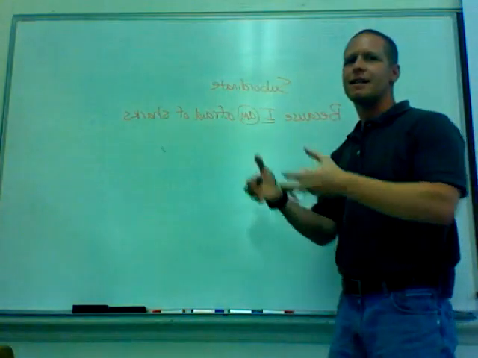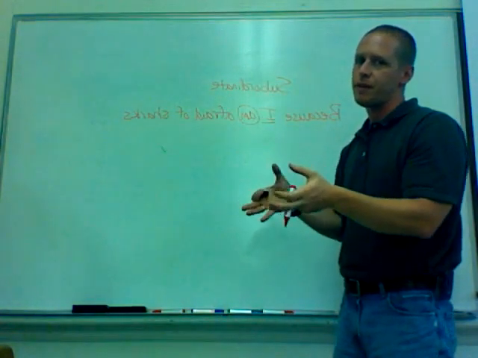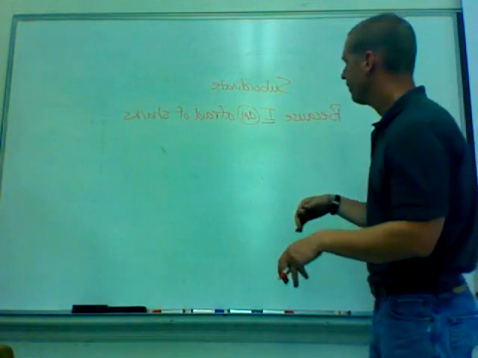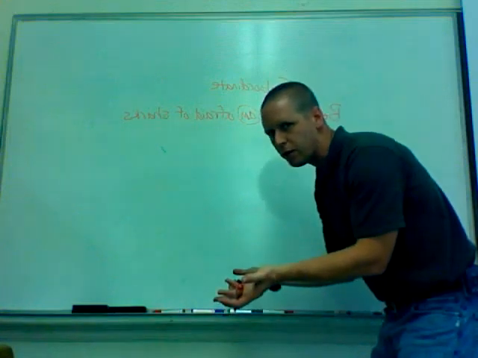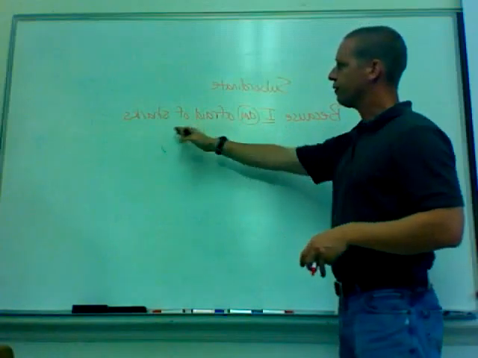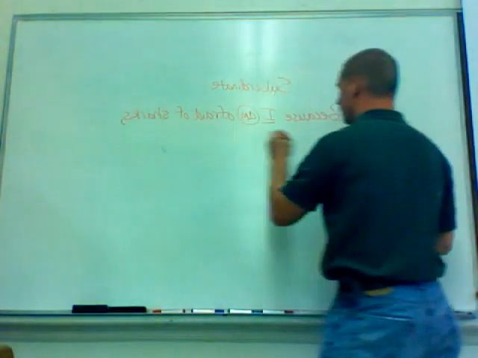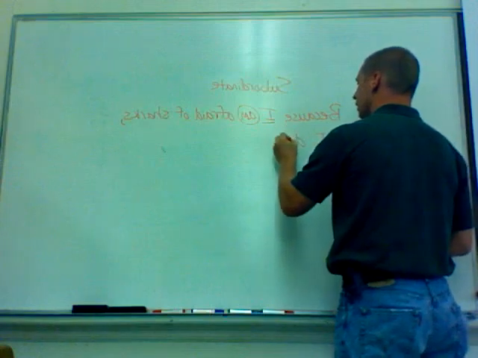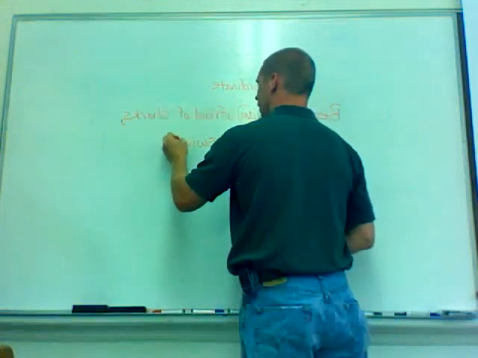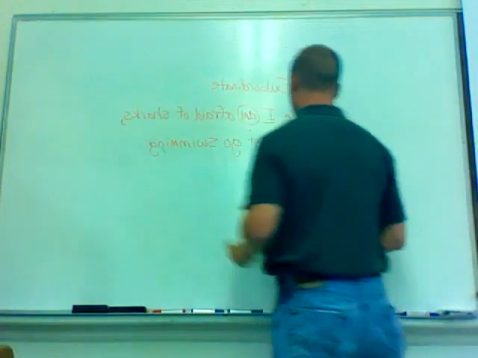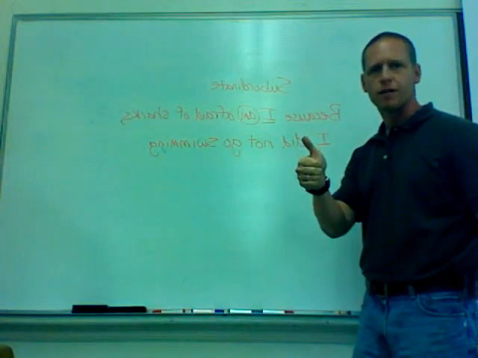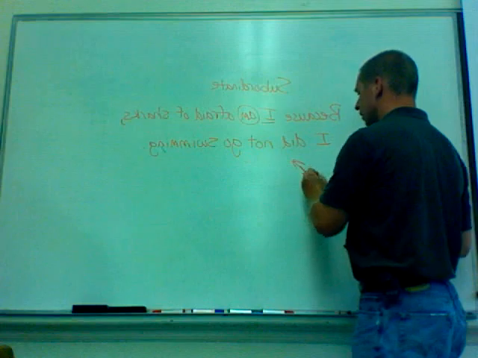Subordinate because it needs an independent clause to be a sentence. By itself, it's not good enough. It's subordinate. All right? It has to bow to a greater clause, an independent one, in order to be complete. So, because I am afraid of sharks, let's give it an independent clause. I did not go swimming. Okay? I did not go swimming. That can be its own sentence. It is an independent clause.